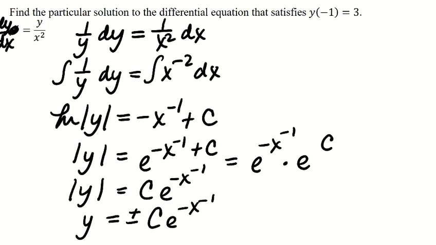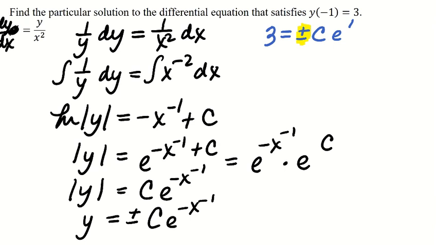All right, so y equals 3 when x equals negative 1. So 3 equals plus or minus c e to the, well, that's going to be positive 1. Well, that's interesting. Well, first of all, it's plus or minus. It's not both plus and minus. Which one is it going to be? Is it going to be plus or is it going to be minus? Plus, because 3 is positive.